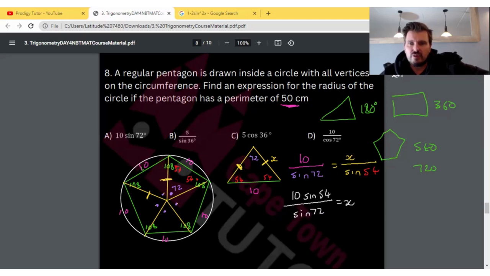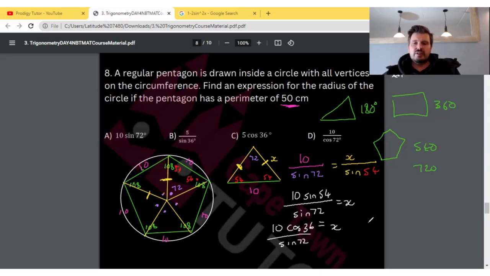Sine 54, 90 minus 54 is 36. What's half of 72? 36. So this is what we're going to have to do. We're going to have to call this 10 cos 36 over sine 72 equals x. The reason we're doing that is because the 36 and 72 we can deal with.